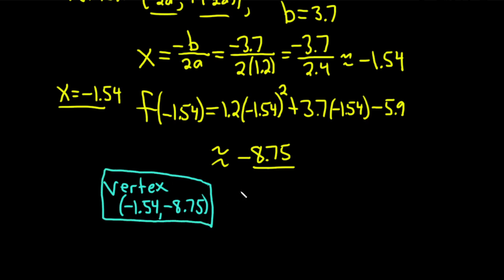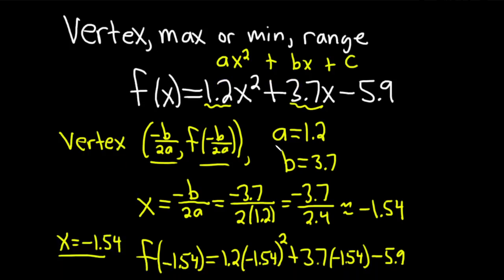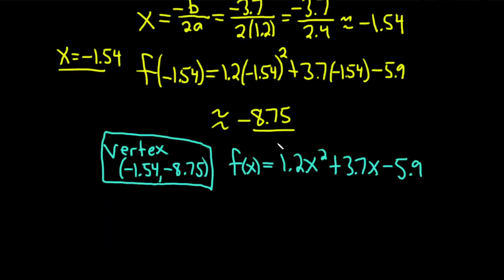That's one of the answers, and now we're going to be able to get the rest of the answers. So our original function, let me just write it again so you see it on the screen, was f of x equals 1.2x squared plus 3.7x minus 5.9. And so we found the vertex. The question also wanted the max or min and the range. So because a is positive, a is 1.2, this parabola opens up. Okay, so if it was negative, the parabola would open down. The graph of this quadratic function is a parabola. So it opens up, it looks like this. And then the vertex is going to be this piece here.